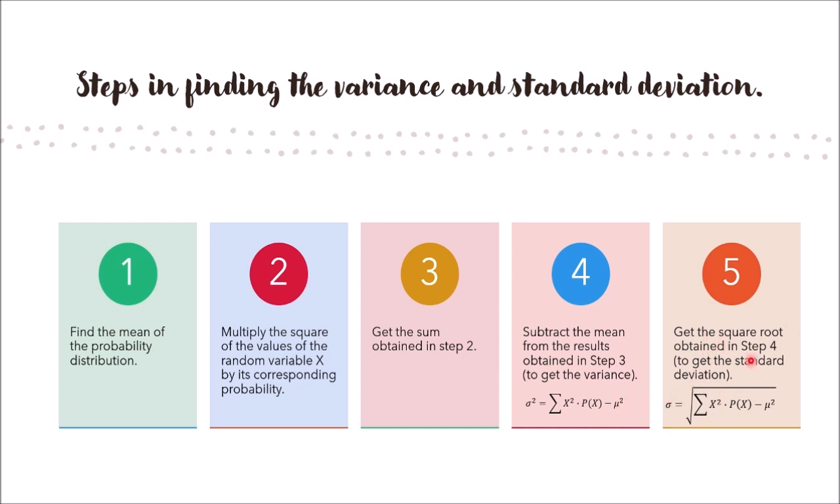And this step is on how we get the standard deviation. First, we need to get the square root of the value that we obtained in step number 4. Or we can just make use of this formula. To solve for standard deviation, we need to get the square root of the summation of x squared times p of x minus mean squared. In other words, you just need to get the square root of your variance.